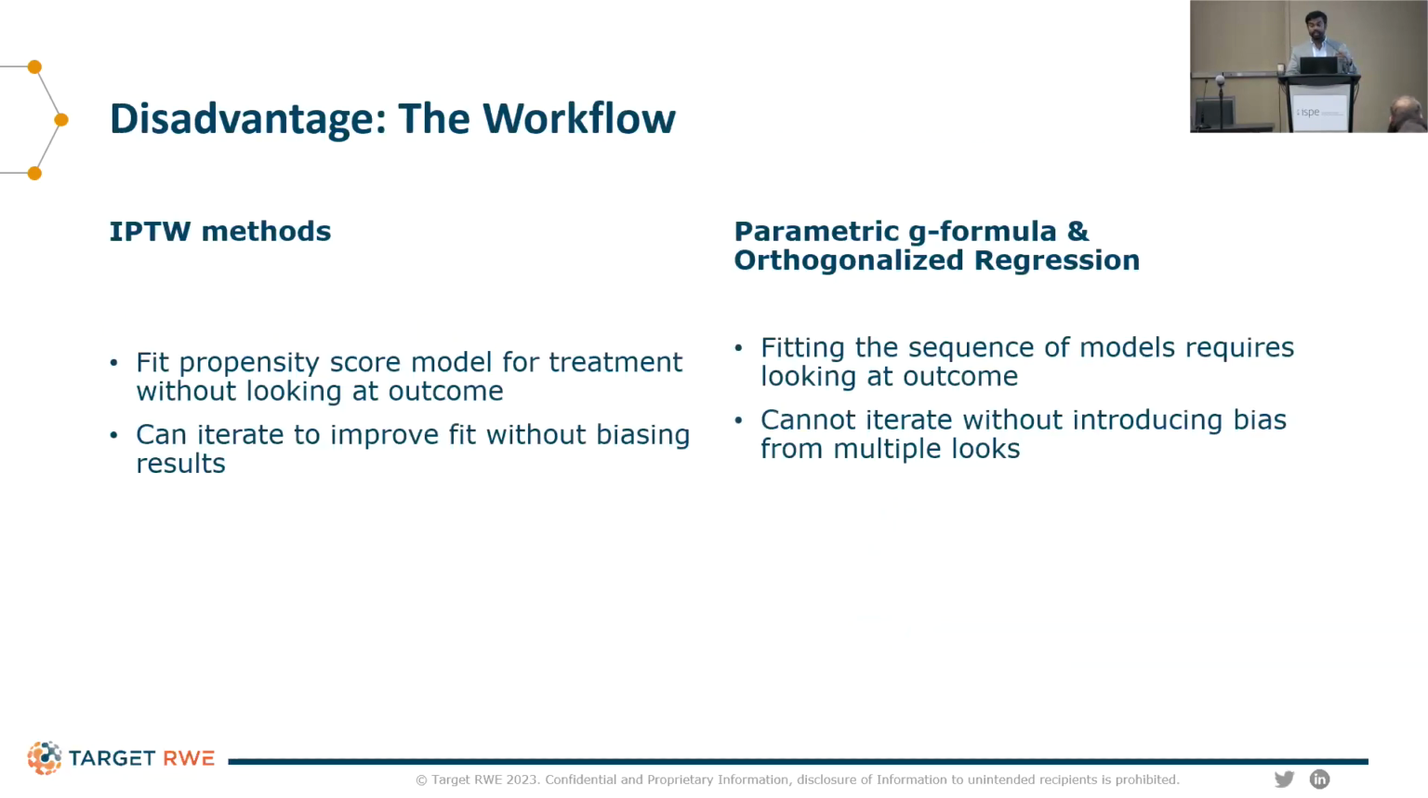Now, there is a downside to orthogonalized regression and the parametric G formula relative to IPTW methods. IPTW methods have this attractive workflow property where you can take your outcome, set it aside, stay blinded to it, fit your propensity score model for the treatment, look at the covariate balance, and if the covariate balance is unsatisfactory, you can iterate. You can go back, adjust the model until you get satisfactory covariate balance. But with parametric G formula and orthogonalized regression, the sequence of models you fit requires looking at the outcome, so you can't iterate the model fit in this way without inducing some bias from multiple looks. So that is a downside of orthogonalized regression.